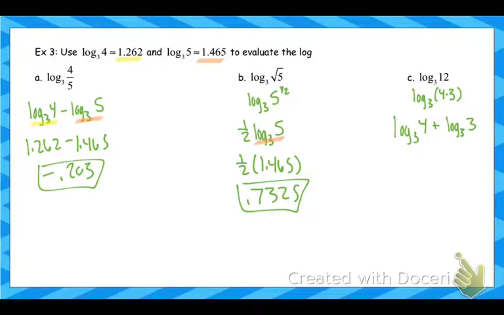Multiplication in the argument becomes, again, addition of the logs. Log base 3 of 4 is in my chart. So log base 3 of 4 is the same thing as 1.262. Log base 3 of 3 isn't listed, but that's one that we could have evaluated last class. 3 to the something power is 3. 3 to the first power is 3. So this becomes 2.262.